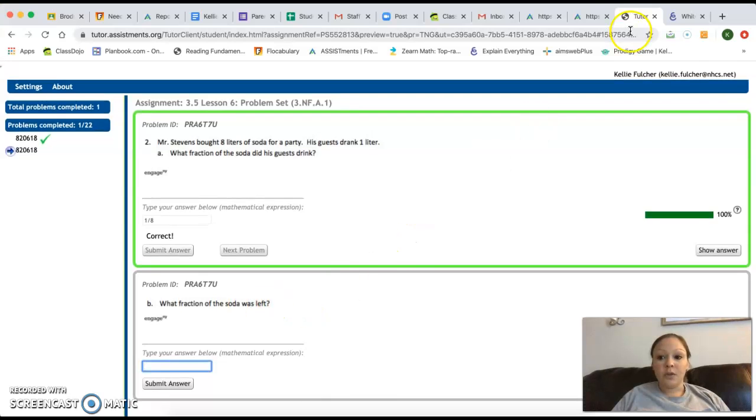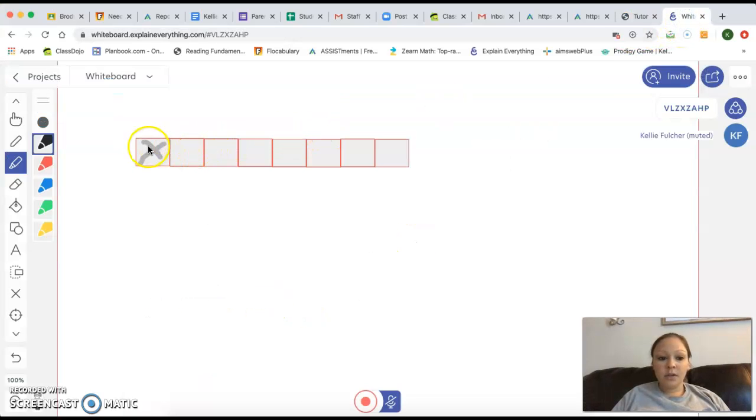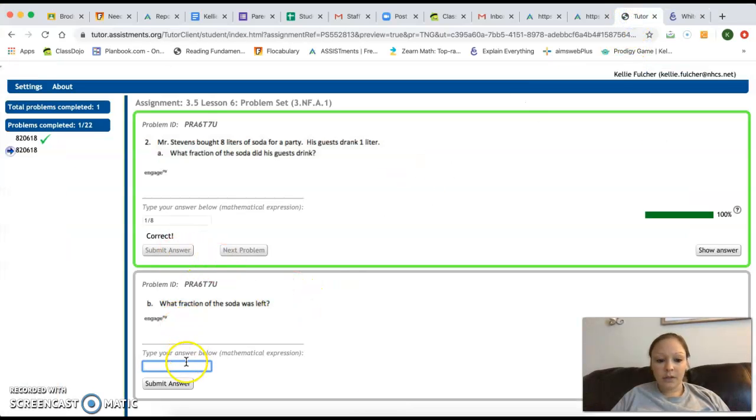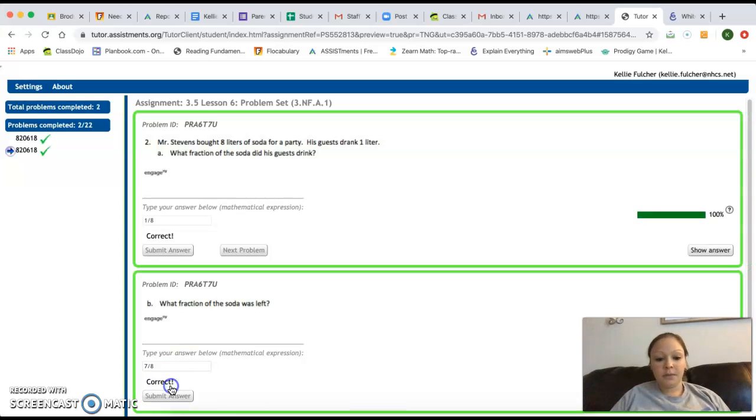What fraction of the soda was left? So we know that this shaded box here is what they drank. So all of these boxes are what they did not drink, or what was left. So there are 1, 2, 3, 4, 5, 6, 7 out of the 8 boxes that are left, or unshaded, or not drank. So our answer here would be 7/8 of the soda was left.